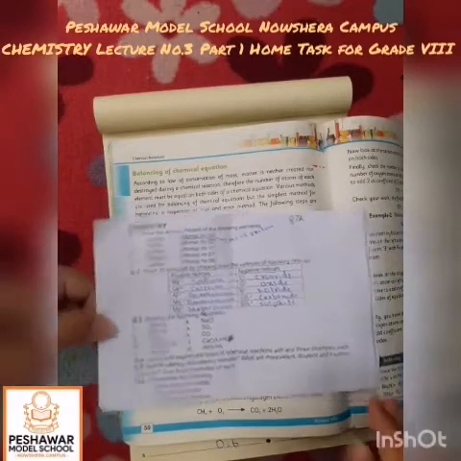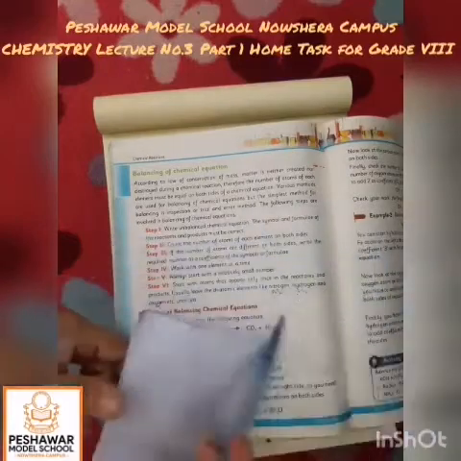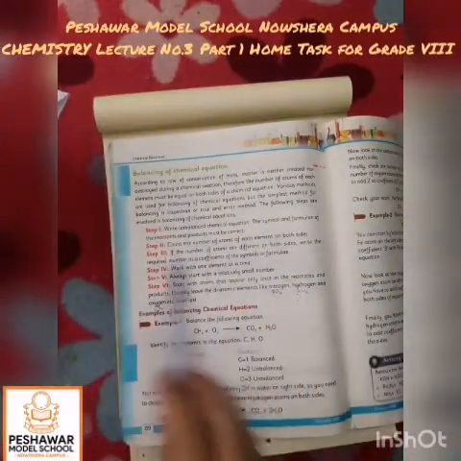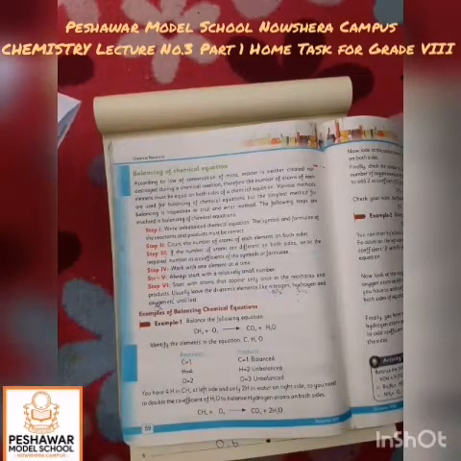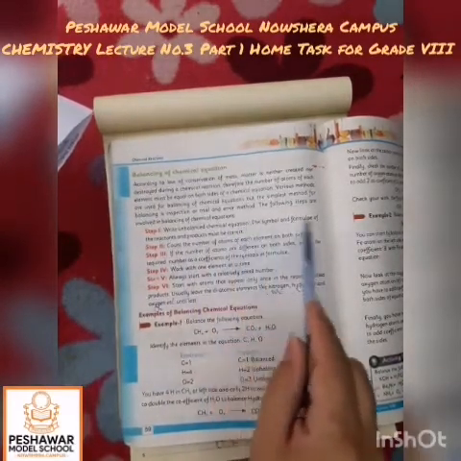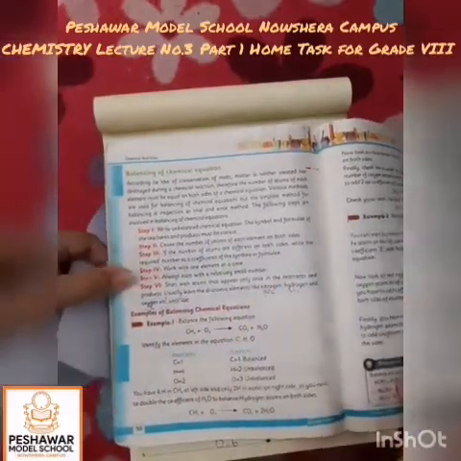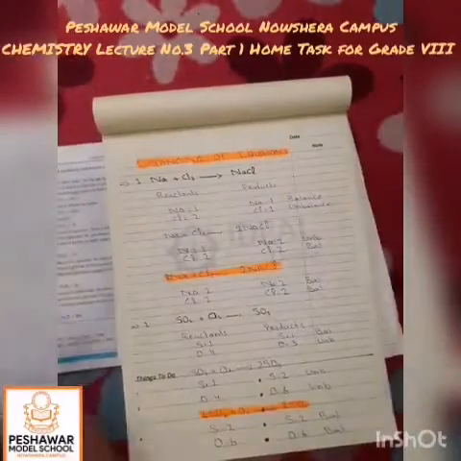We have to balance this equation by the trial and error method. It is the simplest method for balancing a chemical reaction. Now move toward the first step: write the unbalanced chemical equation. The symbols and formulas of the reactant and product must be correct. In the first step, you have to write the unbalanced chemical equation like this.